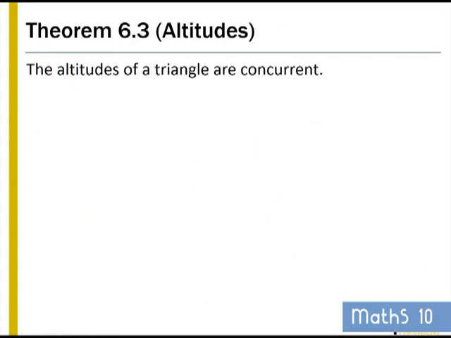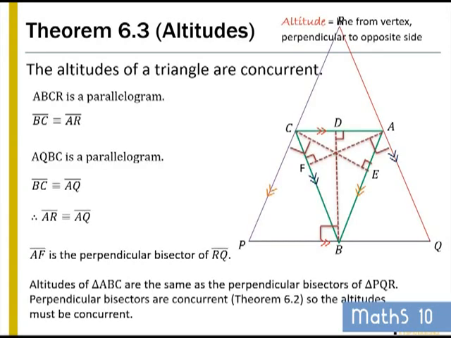Theorem 6.3, Altitudes. The altitudes of a triangle are concurrent. So the altitudes of triangle ABC are the same as the perpendicular bisectors of triangle PQR. Perpendicular bisectors are concurrent by Theorem 6.2, so the altitudes of triangle ABC must also be concurrent. This point where they meet is called the orthocenter.